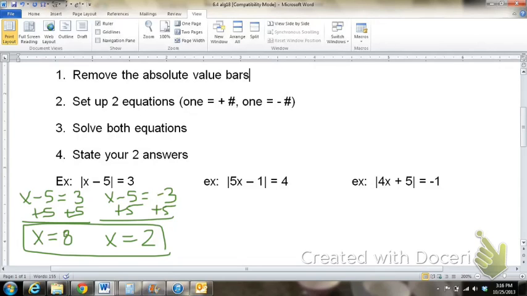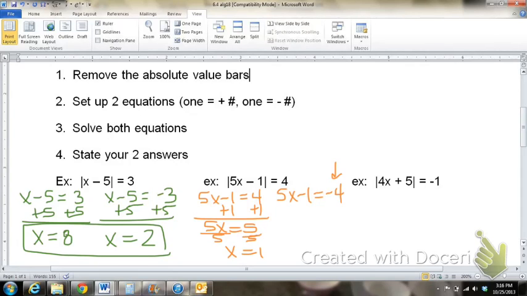Okay, again, remove the bars. 5x minus 1 equals a positive 4, and 5x minus 1 equals negative 4. Now it's okay that I have a negative number here because I put that negative number in. I've also removed the absolute value bars. So now I'm going to solve. Add 1. 5x equals 5, divide, and x equals 1. Add 1. 5x equals negative 3, divide, and x equals negative 3/5.